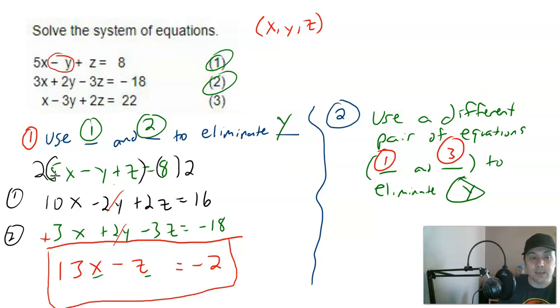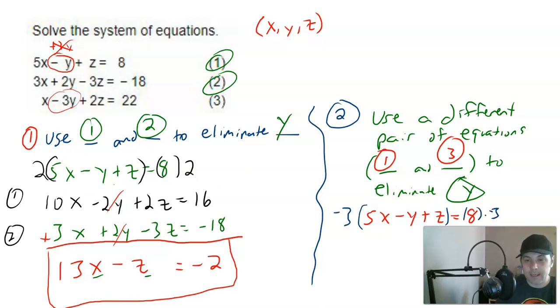And what I'm going to do is the same thing I did here. I'll start with the first equation, 5x minus y plus z equals 8. I want it to cancel out with the negative 3y here, which means I need to have a plus 3y in the first equation for those to cancel each other out. To make this a positive 3y, I will have to multiply both sides of the equation by negative 3. So I'll multiply the left-hand side by negative 3, multiply the right-hand side by negative 3. And so here I'm going to get negative 15x plus 3y minus 3z.